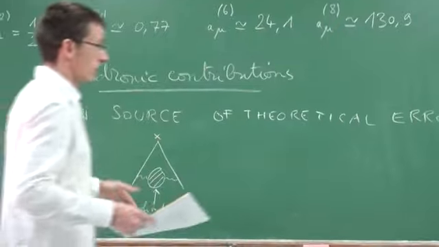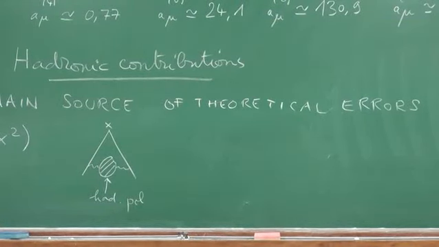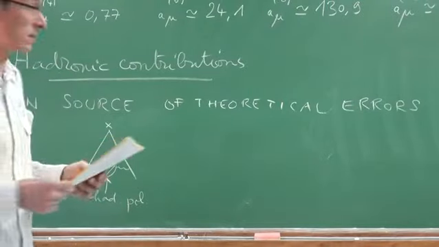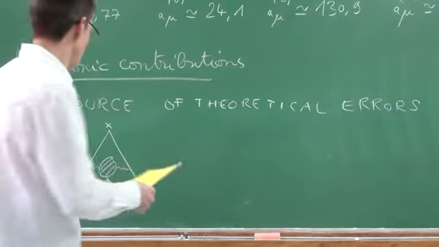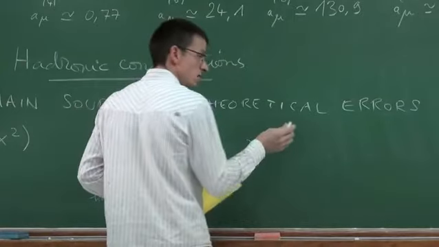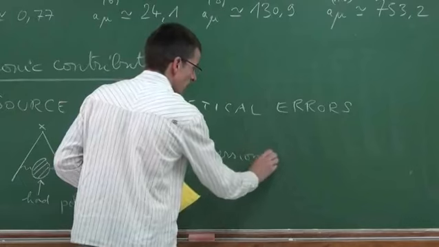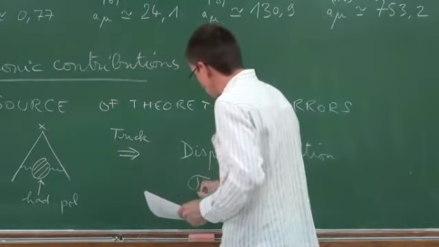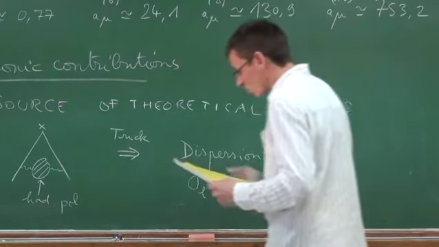So, the problem here is that we are in an energy range where non-perturbative contributions from QCD appear. So, how to compute this? Otherwise, we should use hadronic models. We are not able to compute it, and you see, perturbative QCD is not enough. There is a trick. It's to relate, in fact, via a dispersion relation, this contribution to the cross section of e+ e- into hadrons. And so you obtain the numbers I gave before.